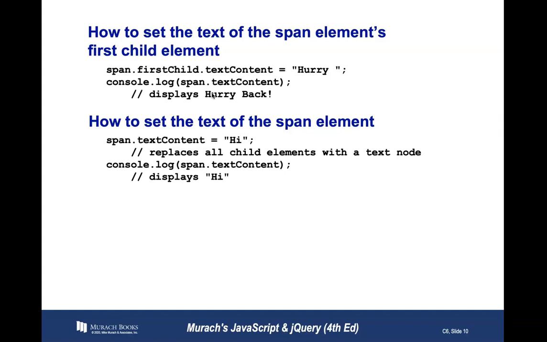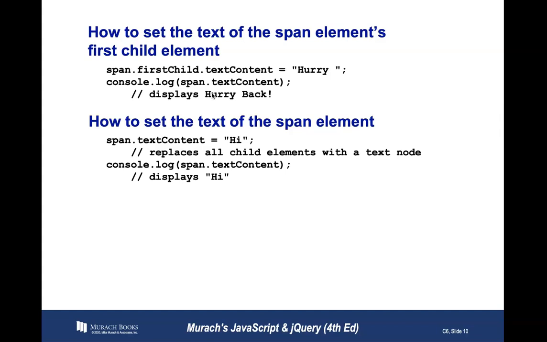It'll usually take one round of trial and error, and you're good. So on this slide, we're going to talk about how to set the text of a span element's first child element. In this case, we're going to do span, which we know what that is. First child dot text content equals "hurry".